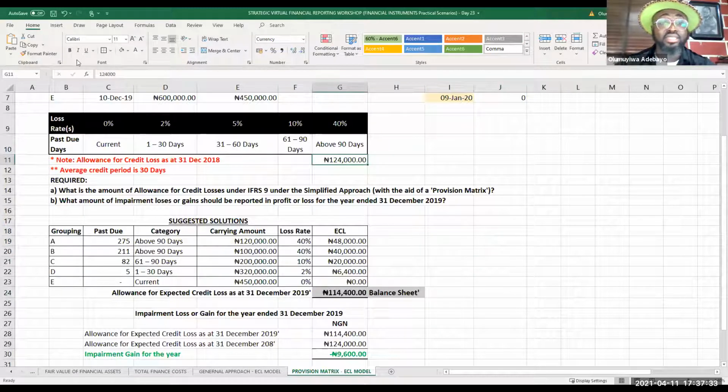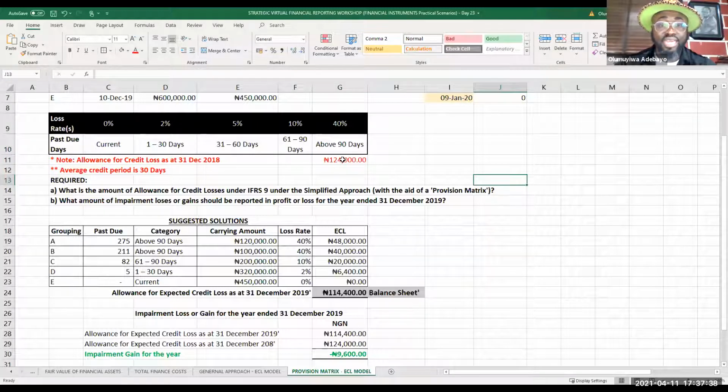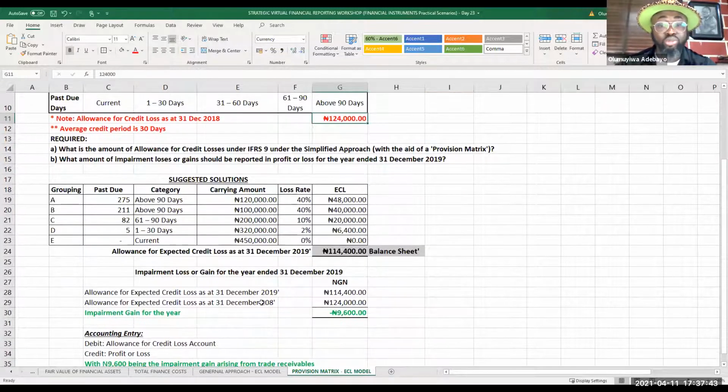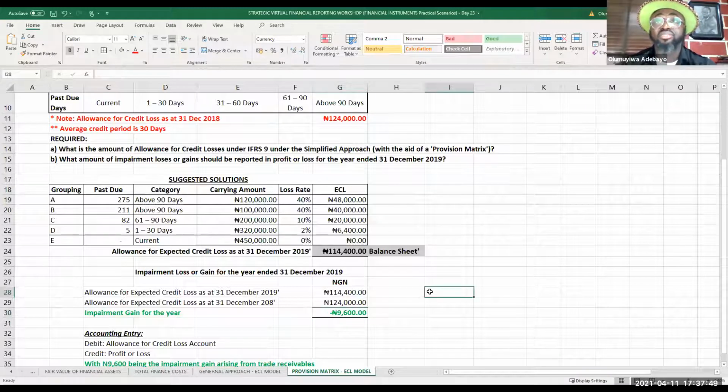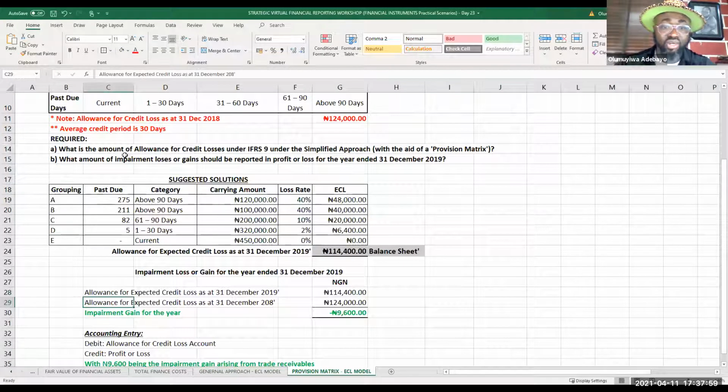Whereas our allowance in 2018 was 124. Now, what can you say about this? That your allowance has reduced, thereby producing an impairment gain of how much? 9,600. Which means your condition this year has improved better than last year. Which means this year you have to reduce that allowance from 124,000 to 114,400 naira. Madam, does that tell you where you needed the opening balance now?